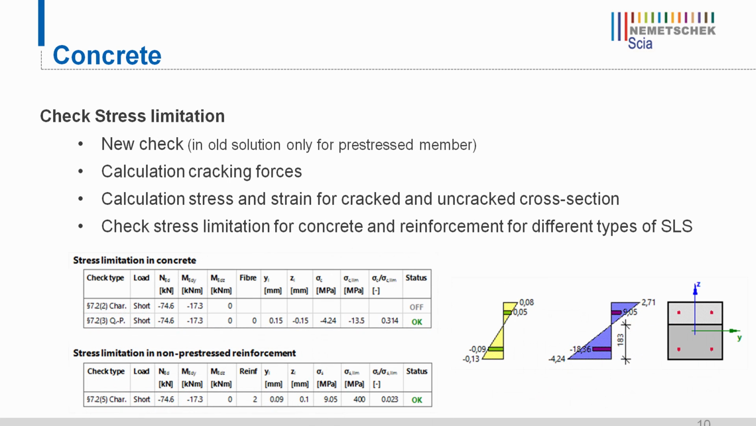Then the check of stress limitation is a new check. In the old solution it only existed for pre-stressed members. It calculates the cracking forces and it calculates stress and strain for cracked and uncracked concrete cross sections. The check can also be done for concrete and reinforcement.